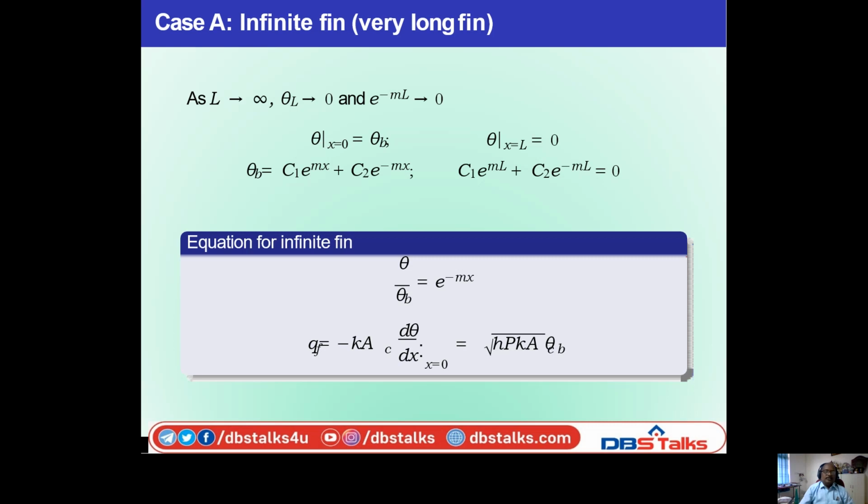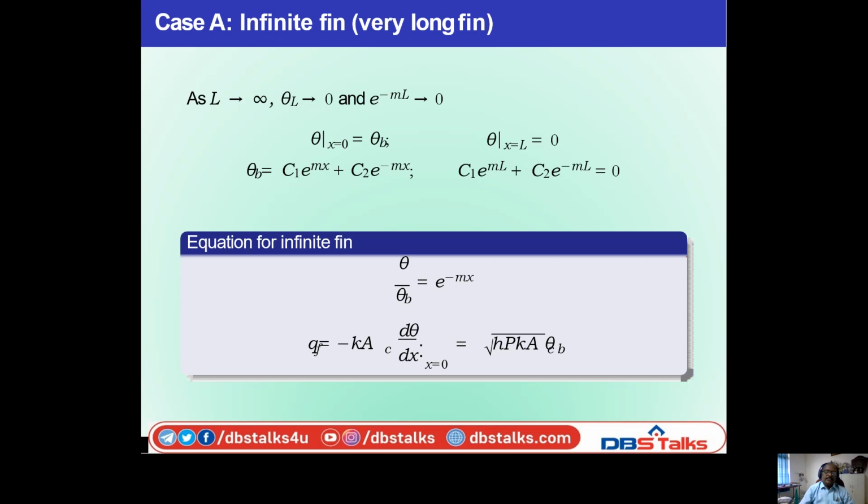Here there are two constants, so to find them we have to apply two boundary conditions. Theta means T minus T infinity. When x equals 0, theta equals theta suffix b. When x equals L, theta becomes 0. If you substitute these two boundary conditions in this equation, we can find out C1 and C2.